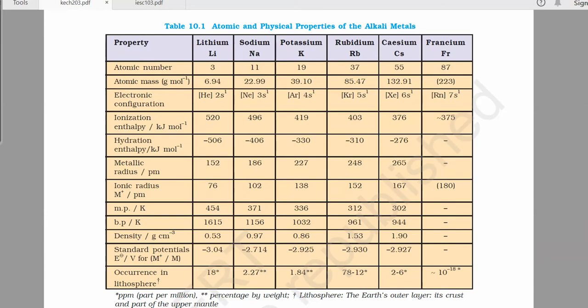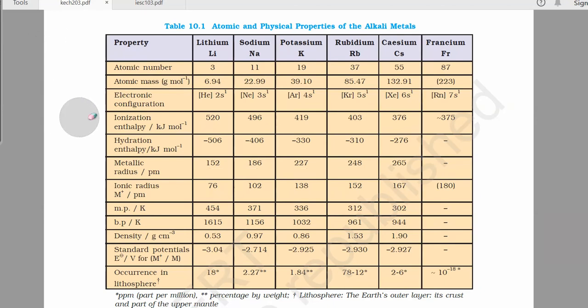Next is the metallic radius. Metallic radius for lithium is 152 pm. For sodium it is 186 pm. For potassium it is 227 pm. For rubidium it is 248 pm. For cesium it is 265 pm. So on moving down in the group, we can see that the metallic radius is increasing gradually.